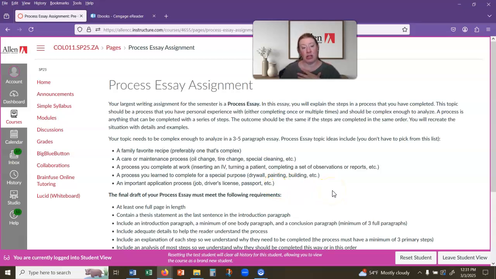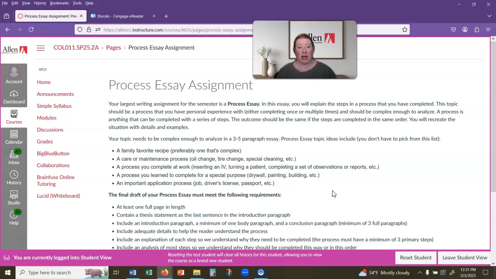So then the next thing you're going to do is, once you understand what process is, you're going to start planning your process essay. So a process essay is anything that can be completed or is an explanation of the steps in order to complete something. The idea is that you will explain the process, and that process needs to be detailed enough that if I were to complete the steps as you have described them, I will get the same outcome. And so it needs to be something that does go in a series of steps.